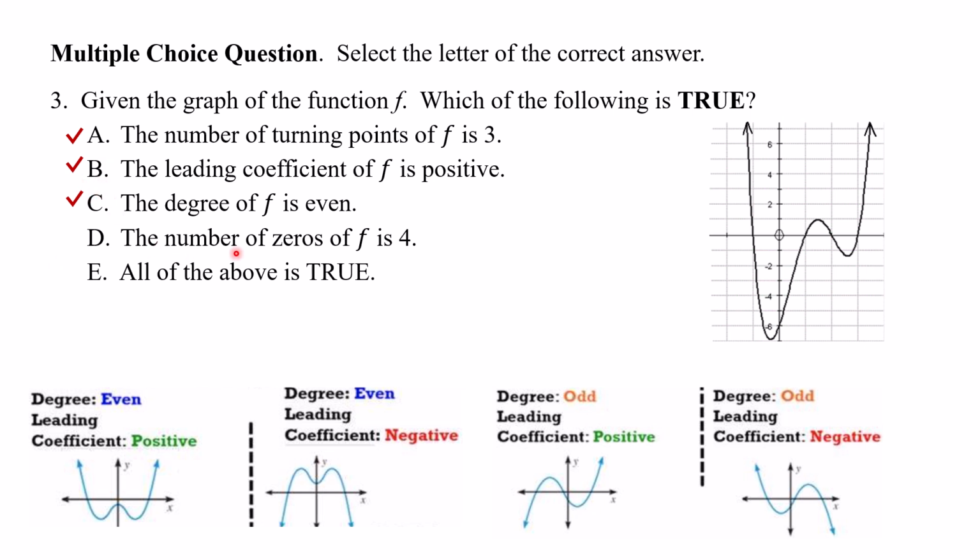And then for letter D, it says that the number of zeros of the function is 4. So where are the zeros of this function? We know that zeros of the function are the x-intercepts. So the x-intercepts are these points: 1, 2, 3, 4. So there are 4 x-intercepts, meaning there are 4 zeros. So letter D looks like it is also correct. And for letter E, it says that all of the above is true. So we will select letter E, because all of them are true.